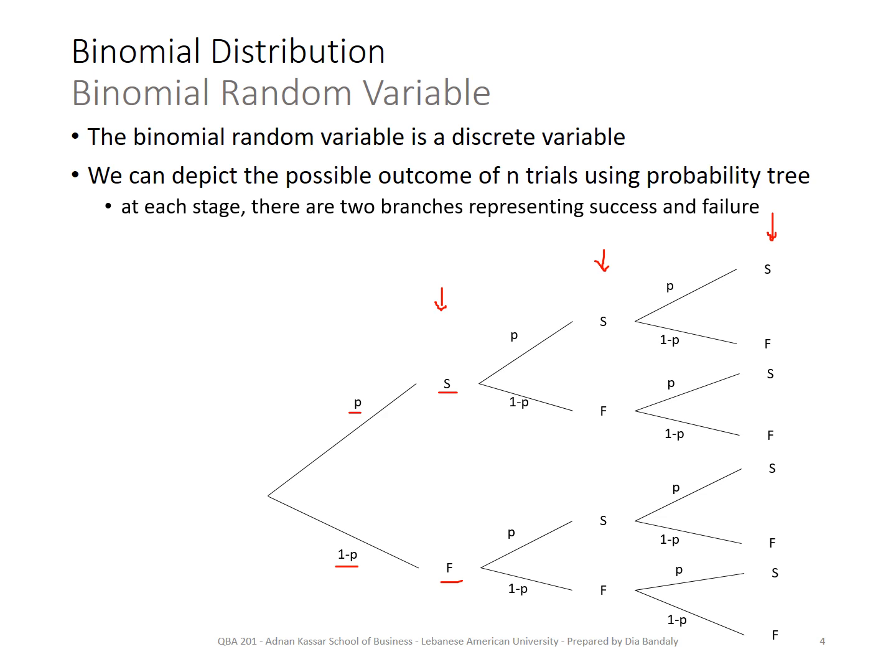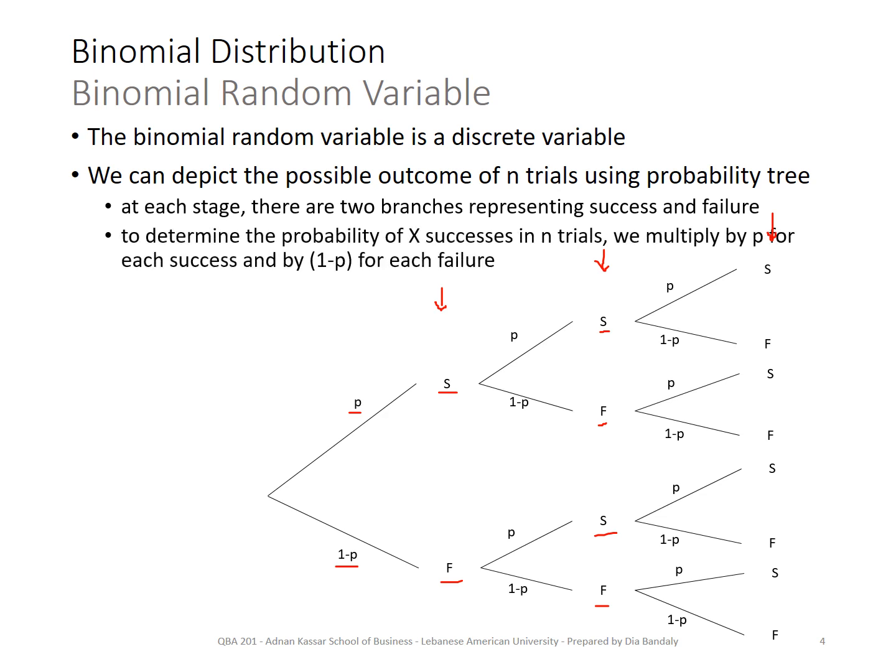1 minus p. Then again, in the second trial, if I ended up from the first trial with a success, I will again see either a success or a failure, and the same when we start from the failure, whether it's success or a failure, and so on, and we get these possible outcomes after the third trial. Now, to determine the probability of x successes, what does it mean x successes?